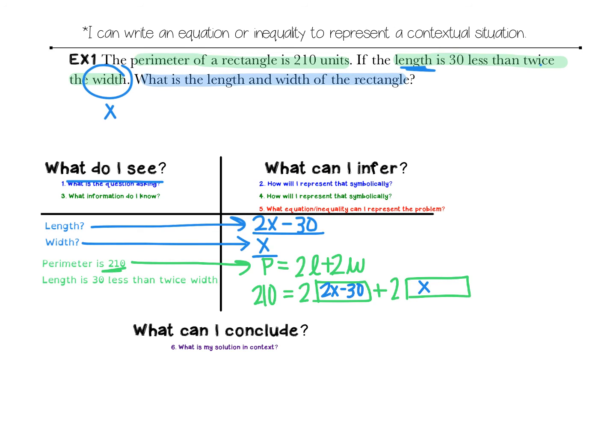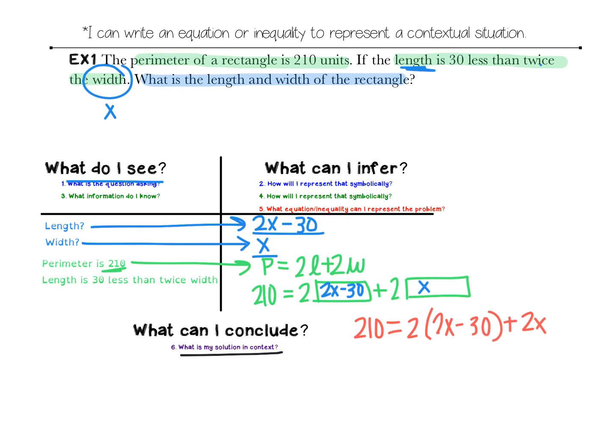So what equation can I write? So I've taken what do I see, what I can infer, and now I'm going to put it all together, and the equation is 210 equals 2 times 2x minus 30 plus 2x. So my last question is, what is my solution?